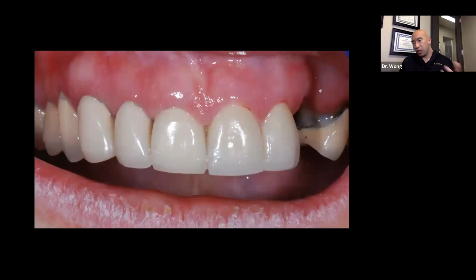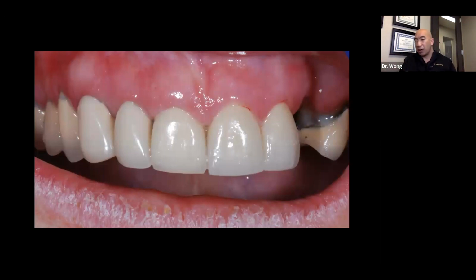What if we're not so gentle with our extractions? What if we accidentally take a canine out and the labial plate comes out with it? Do we know what to do in that situation? Do you just leave the labial plate out? Do you put it back in? These are all things that we need to talk about, because it does, as you can see here, affect the aesthetics of the case.